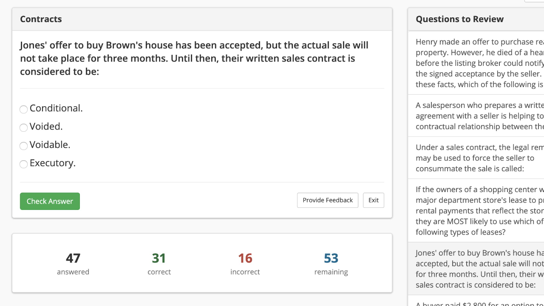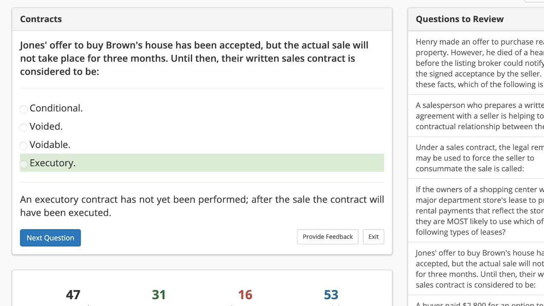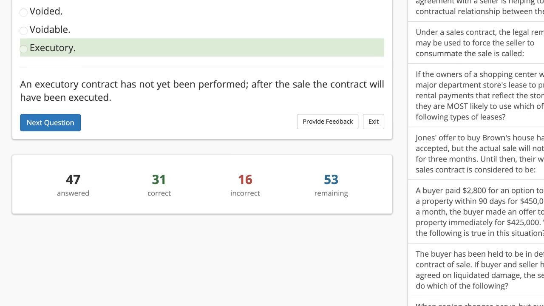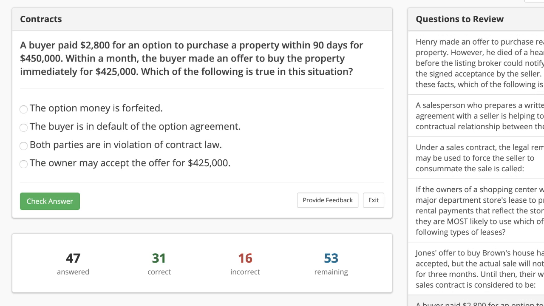All right, Jones' offer to buy Brown's house has been accepted, but the actual sale will not take place for 3 months. Until then, their written sales contract is considered to be D, executory, as opposed to executed, as Jennifer Lawrence said. An executed contract would be one that has been completely performed and taken place. Nice job. Everybody's doing really great with the contract work. I specifically chose some questions that I thought might trip us up, give us some good points of discussion, but you guys are killing it today. And Adrian says, shoot, that's right. That's right, Adrian.